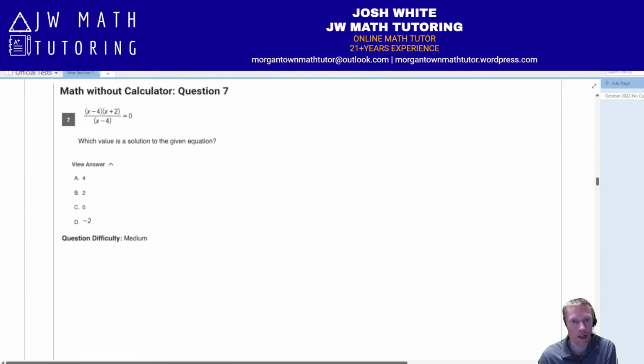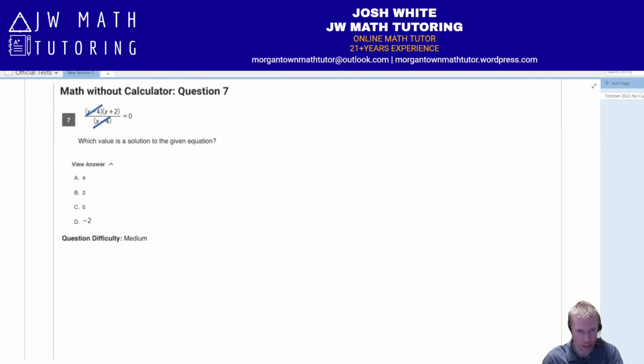Now, moving on to number 7, there are actually multiple ways, I guess, that you could approach this problem. So one way you could solve it is to notice that the x minus 4s technically can be canceled out, and then you're just left with x plus 2 equals 0. Subtract 2 on both sides, x equals negative 2, and that's your answer.